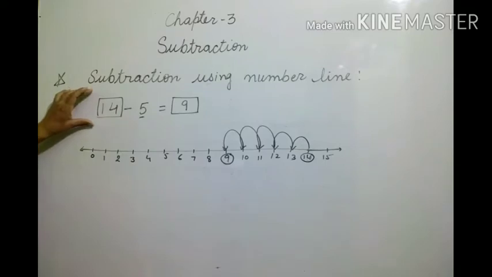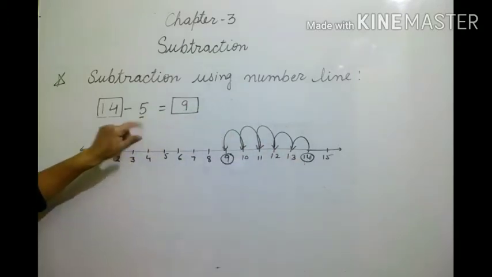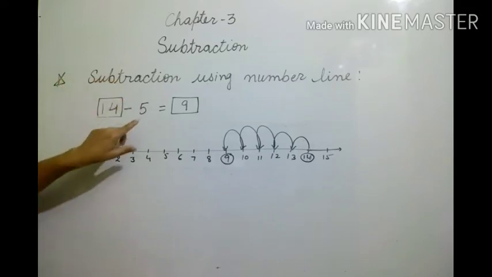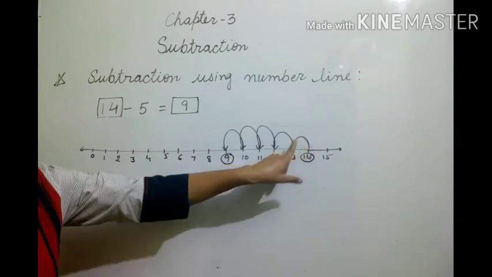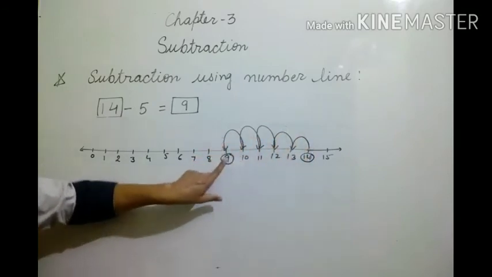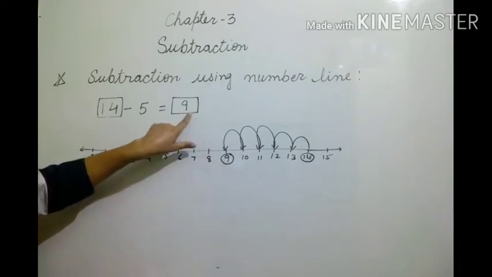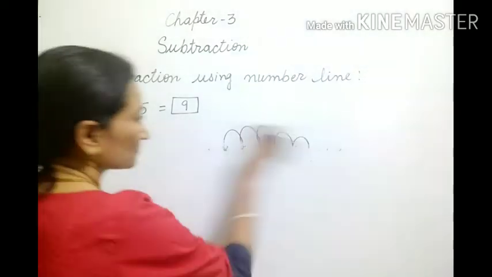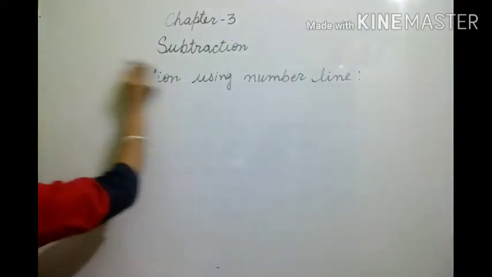The number may be any. So we will find the largest number on the number line, and the number which we have to subtract here is 5. So 5 steps back we have to come, and on which number our fifth step completes, that number will be our answer. Now in second class, we will learn about vertical subtraction.